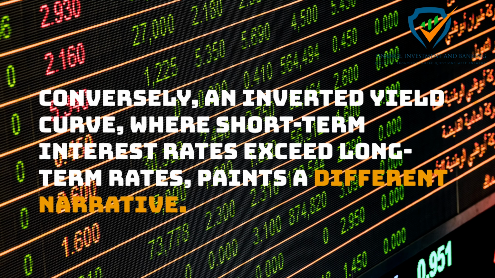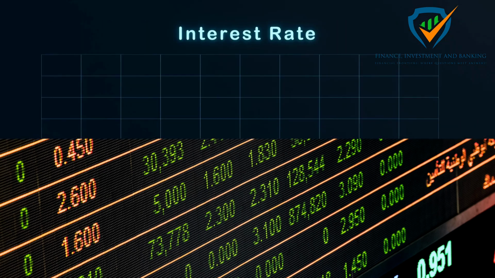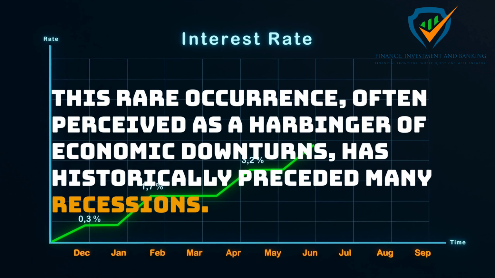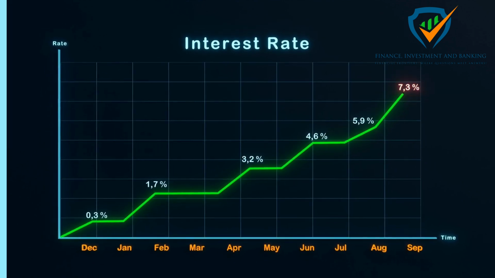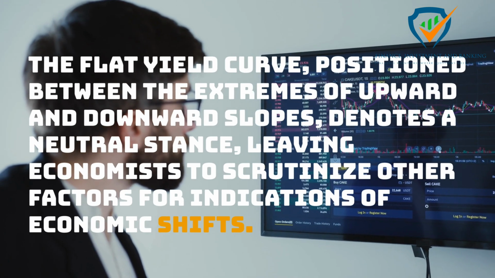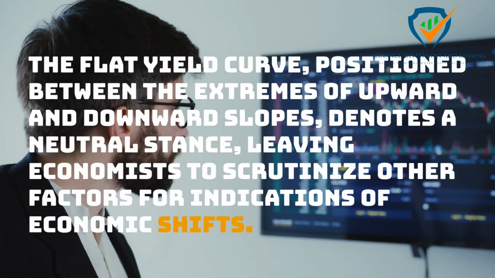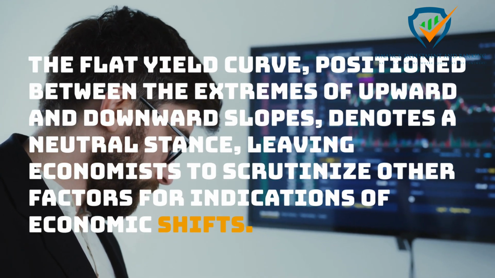Conversely, an inverted yield curve, where short-term interest rates exceed long-term rates, paints a different narrative. This rare occurrence, often perceived as a harbinger of economic downturns, has historically preceded many recessions. The flat yield curve, positioned between the extremes of upward and downward slopes, denotes a neutral stance, leaving economists to scrutinize other factors for indications of economic shifts.